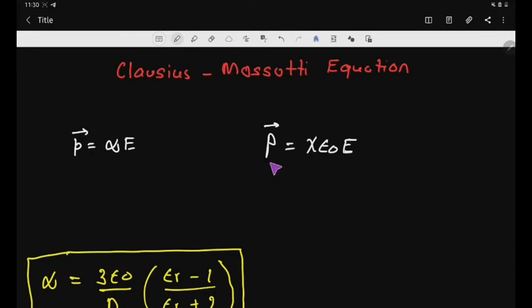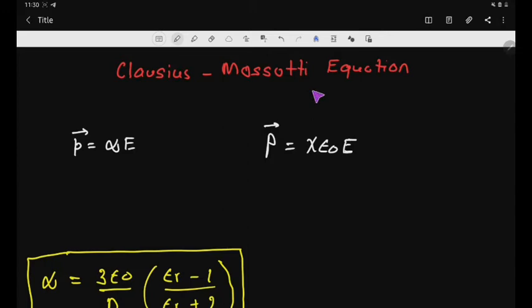In the same way, we have the polarization vector. This polarization vector is for the whole substance, whereas the dipole moment is only for the molecule or the atom. This polarization vector is also proportional to the external electric field, and when we remove the proportionality sign, we get a constant which is xi into epsilon naught. This xi is the electric susceptibility. So the polarization vector is also proportional to the electric field, and the dipole moment is also proportional to the electric field.